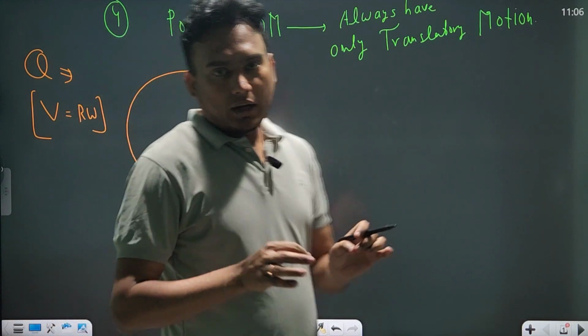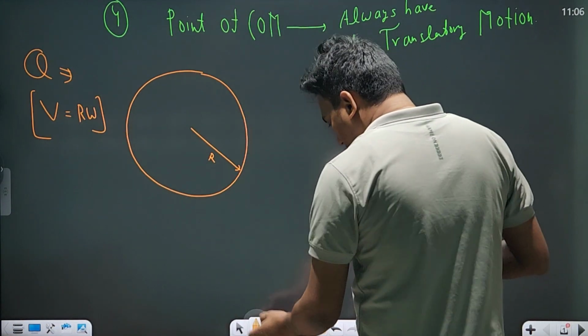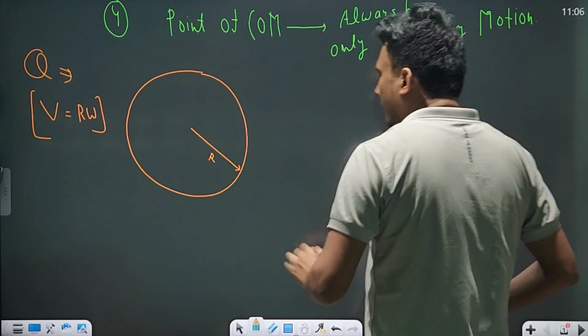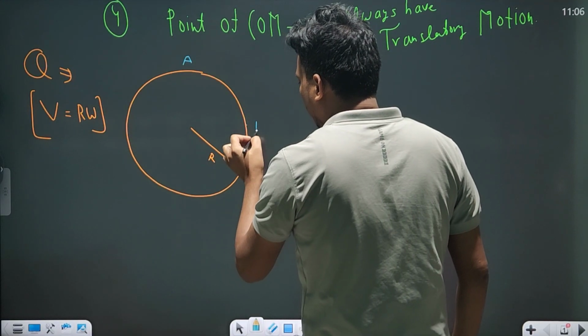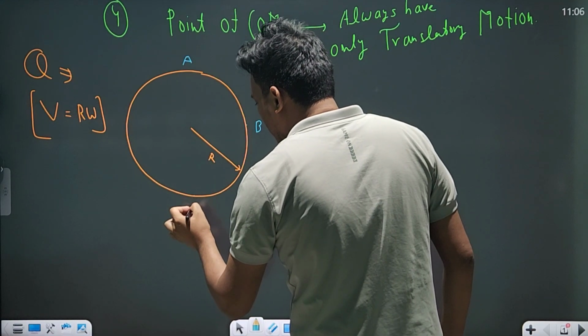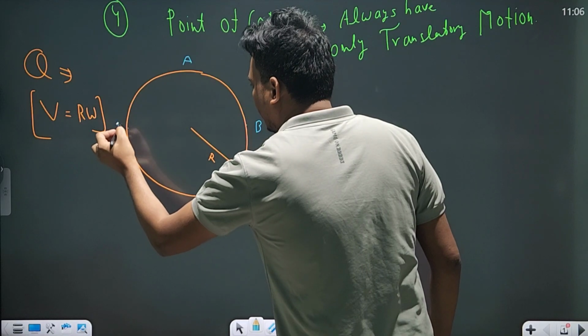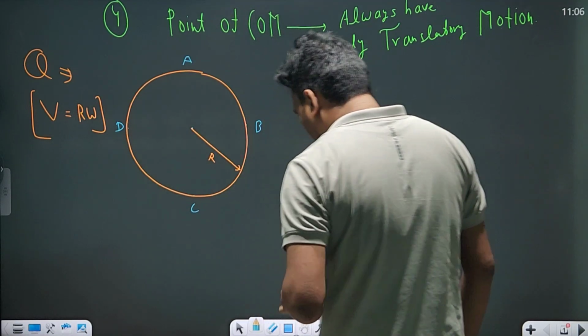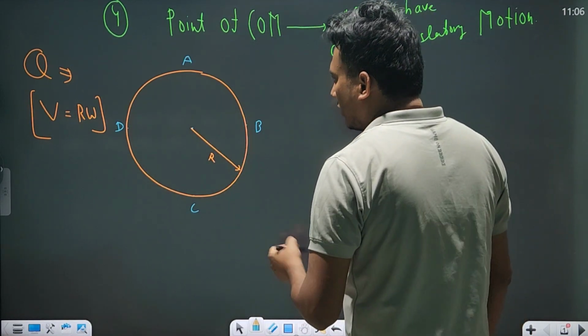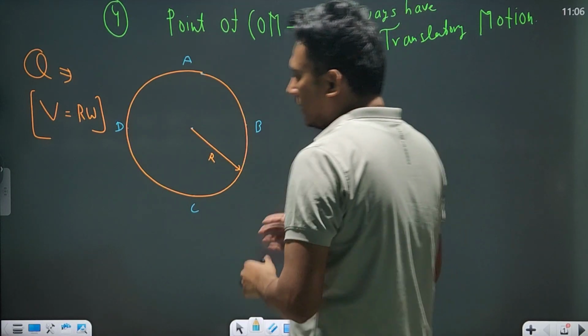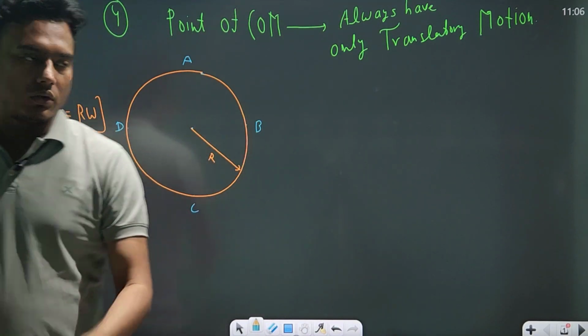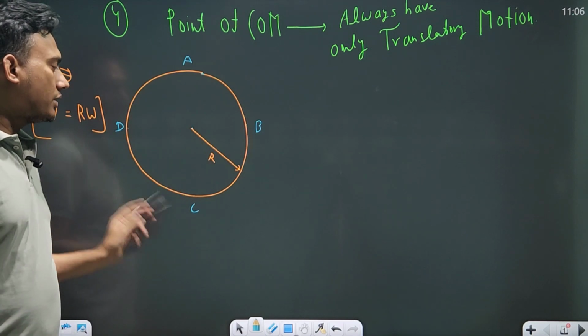On a wheel, my dear, I consider 4 different points. Here point A, here point B, here point C, and here point D. The question asks: arrange the net speed, the net velocity of A, B, C, D in decreasing or increasing order.